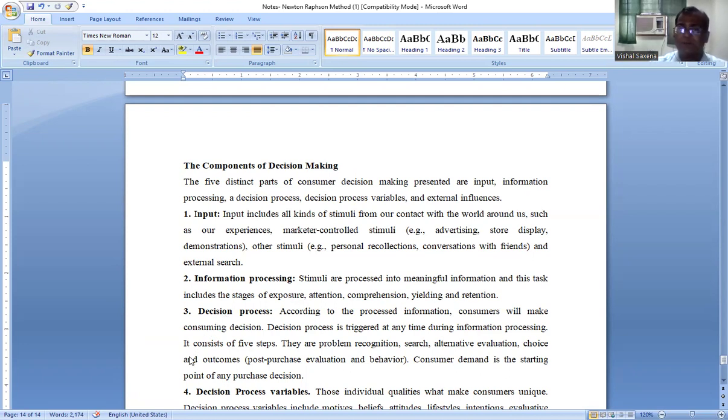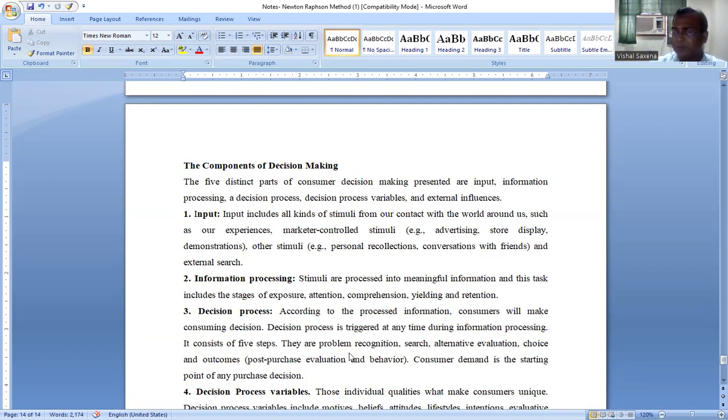The third component of decision making is the decision process. According to the processed information, consumers will make a consuming decision. The decision process is triggered at any time during the information processing. It consists of five steps.